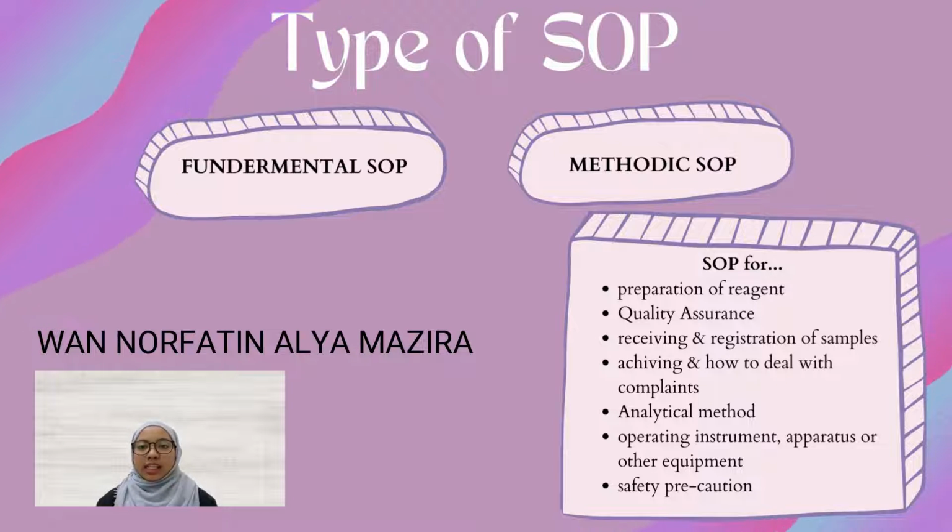Next is the methodic SOP that describes the complete testing system of investigation. Other than that, there are SOPs for preparation of reagent, quality assurance, receiving and registration of sample, archiving and how to deal with complaints, analytical method, operating instrument or apparatus or other equipment, and lastly, safety precaution.